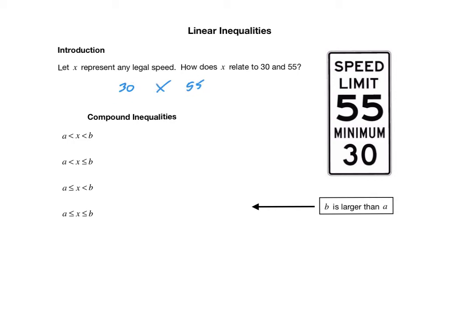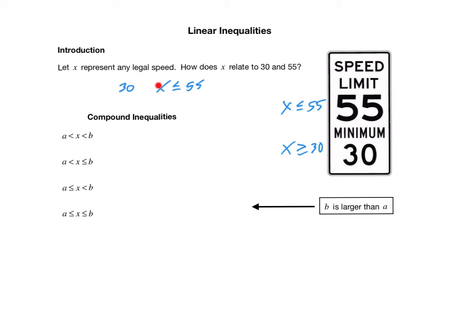Now, we know that x is between 30 and 55, but how do we write that it's between using mathematical inequality language? Well, first, let's break this out and look at these individually. How does x compare to 55? Well, we saw that on the previous screen, that x is less than or equal to 55. So it should make sense that that should be right here. X is less than or equal to 55. But then how does x compare to 30? Well, x can be anything greater than or equal to 30. So we want x to be greater than or equal to 30.